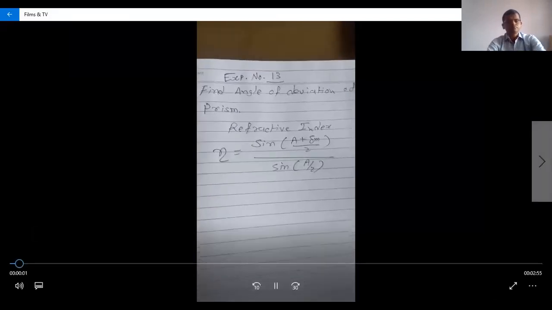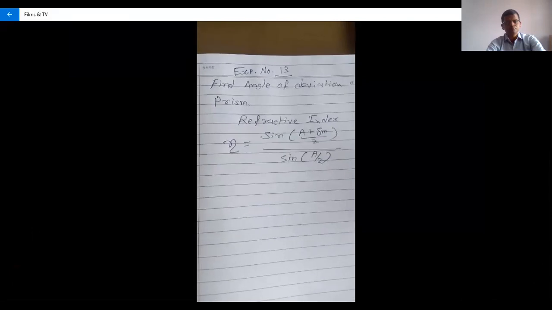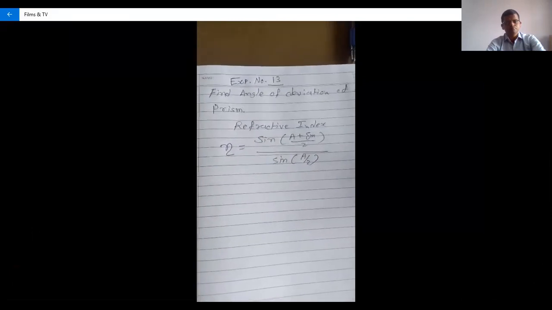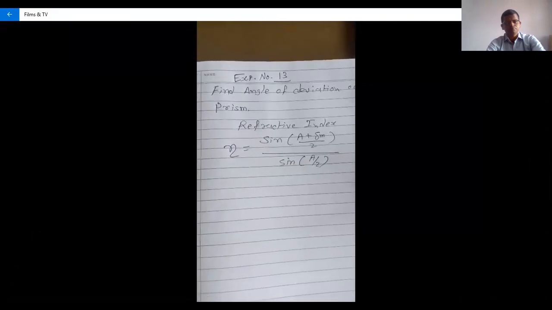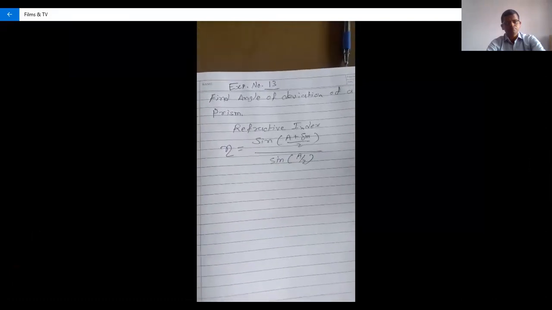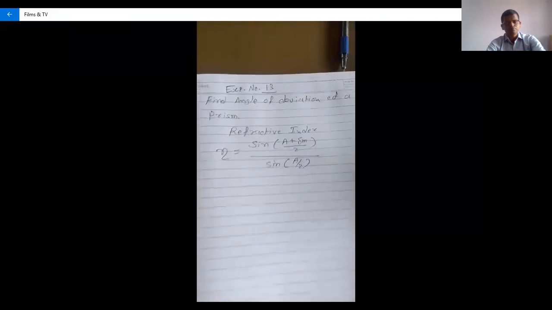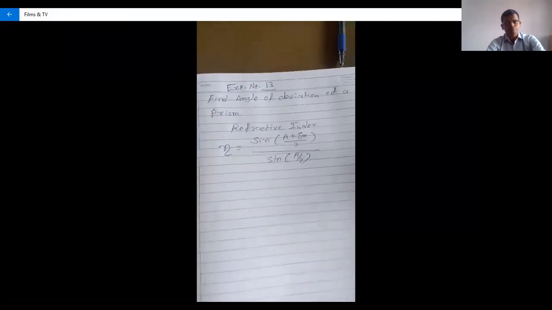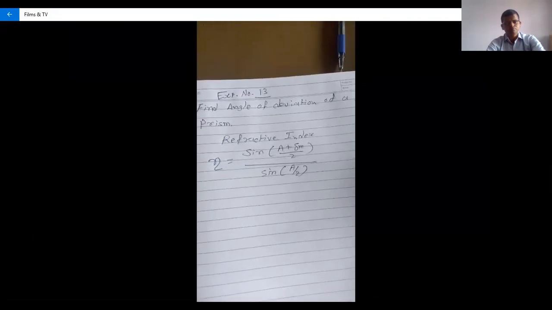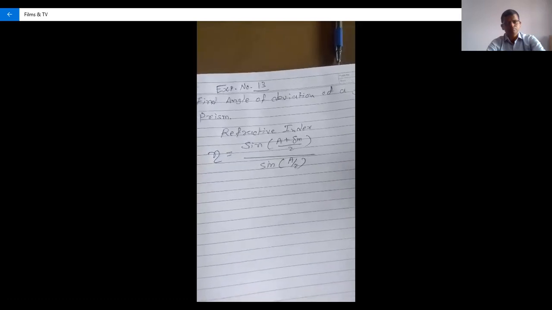Welcome to all. Today we perform practical number 13. In this practical we find the angle of deviation of a given prism, and then with the help of the deviation we find the value of the refractive index. The equation is eta equals sine of (A plus delta m) by 2, divided by sine of A by 2.